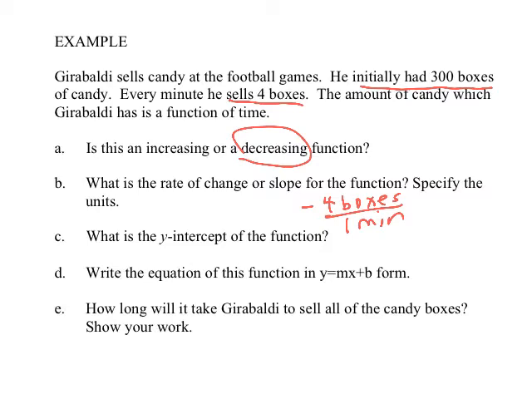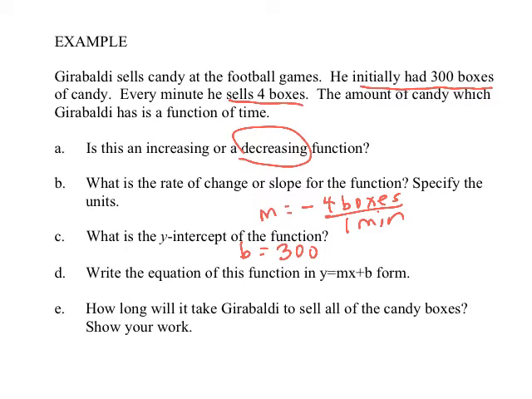And the y-intercept is where he started. Where was he at 0 minutes? That's where he initially had 300 boxes. So we'll call that B, and this one M. All right, so now we can write the equation pretty easily.